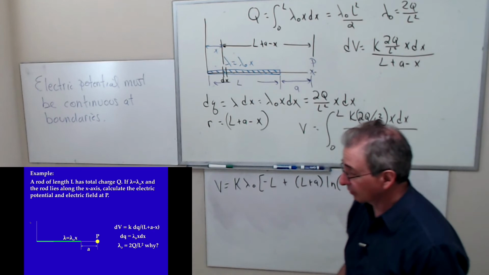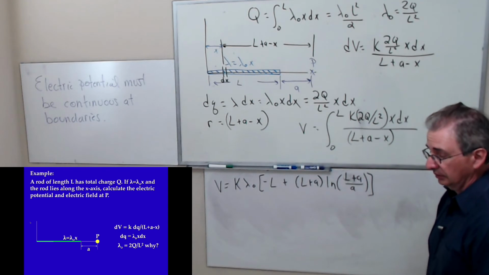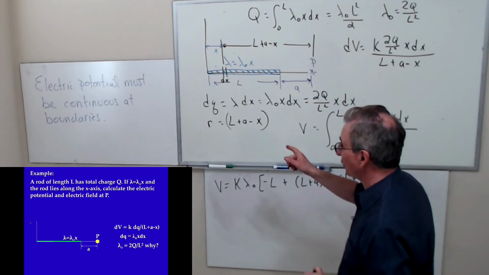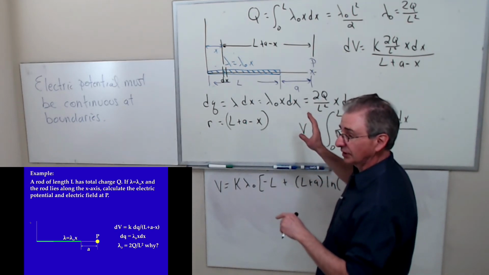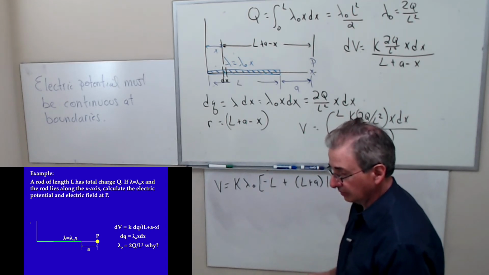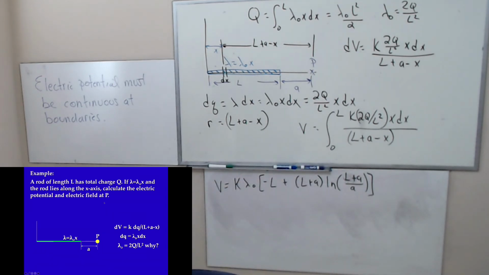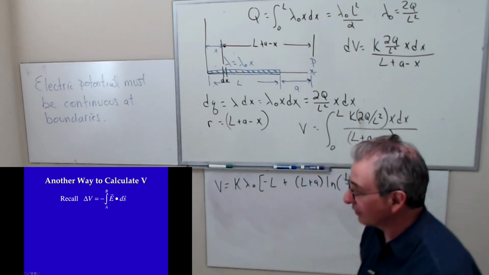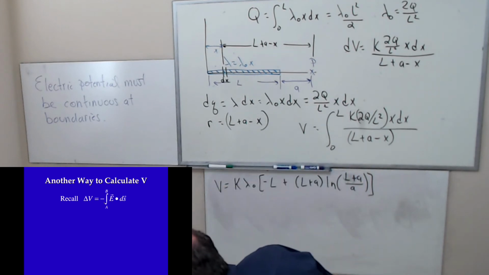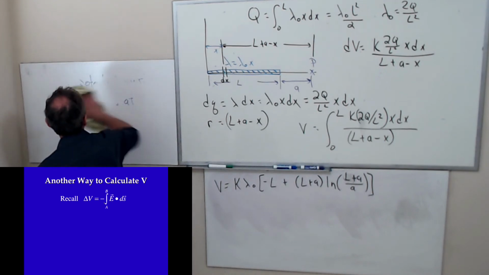So what I want to do now is show you a different way to calculate V. Actually, the different way that I'm going to show you works for every single case. This only works for charge distributions that are finite in extent. This problem is easier than a disk. This is the most general way of calculating the electric potential due to a charge distribution, and it really comes from using our equation for delta V.